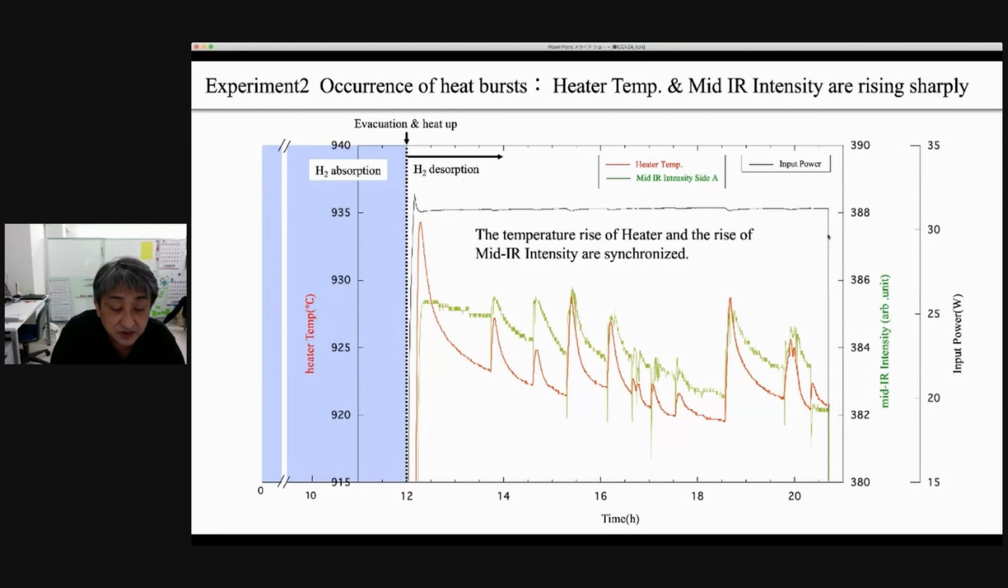We observed the heater temperature suddenly rise spontaneously, these red lines. This spontaneous heat burst was observed 6 times in this experiment. The intensity of the mid-infrared radiation also increased in synchronization with the bursts, these green lines.